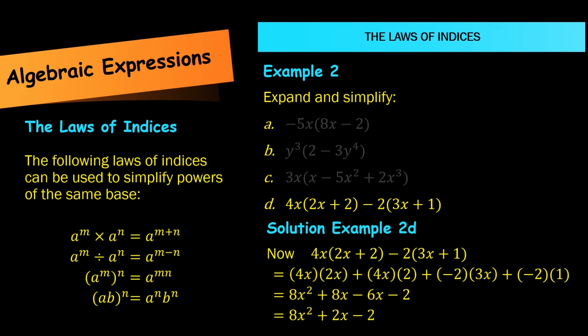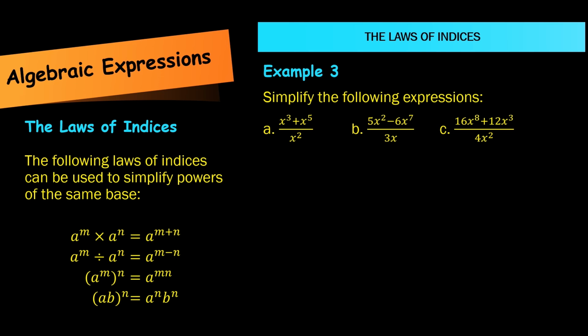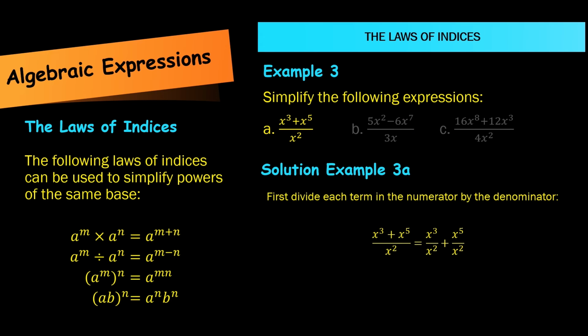Now let's practice some simplifications. Pause the video and have a go before proceeding. Press play when you are ready to view the solutions. So let's solve example 3a. First divide each term in the numerator by the denominator. X cubed divided by x squared, and x to the 5 divided by x squared.